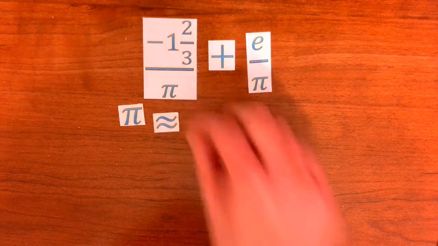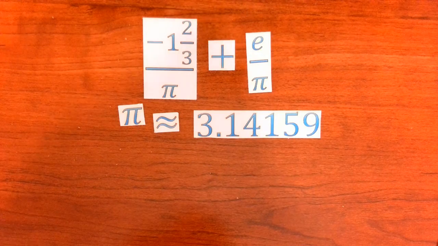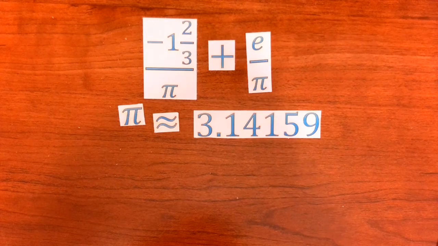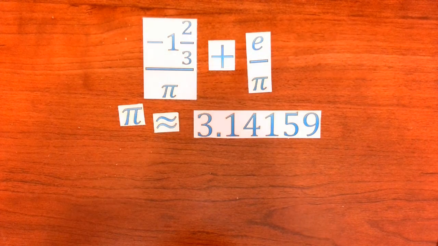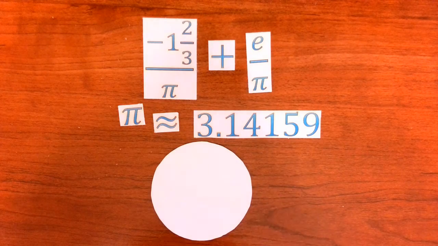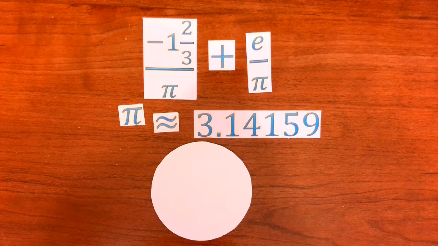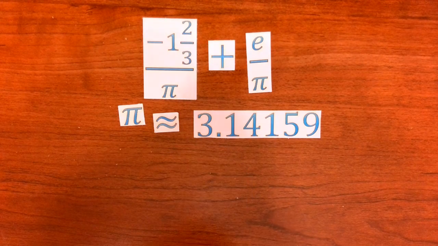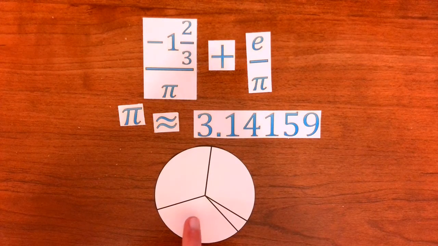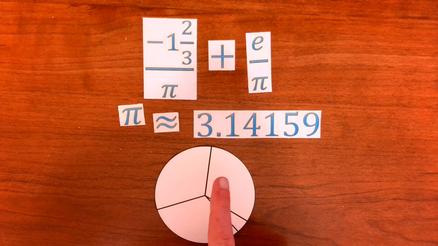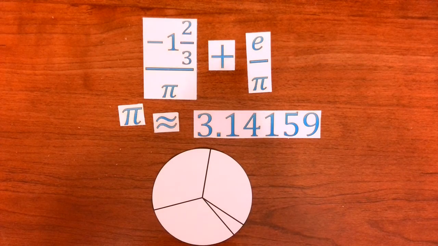Well, pi is approximately 3.14159. Now, how can I visualize pi being in the denominator? How can I see that? In this case, I'm going to be using a circle to represent 1. To have pi in the denominator, I would simply need pi pieces to make up the circle. And we have 1 piece, 2 pieces, 3 pieces, and pi pieces.